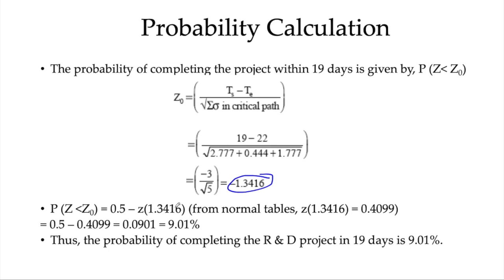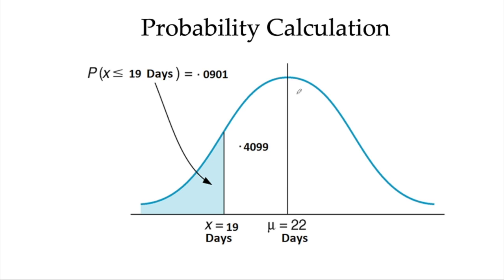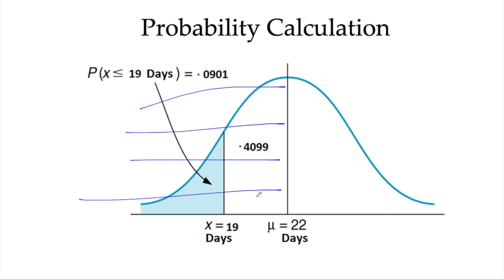Now with this value, since this is a negative value, the situation can be represented graphically in this way. So our mean time to complete this project is 22 days. Now we are trying to find the probability that this work can be completed in 19 days. So say 19 comes here, and we need to find out this shaded area. What is the probability of this shaded area? We know that the probability of this whole area up to the mean is 0.5.